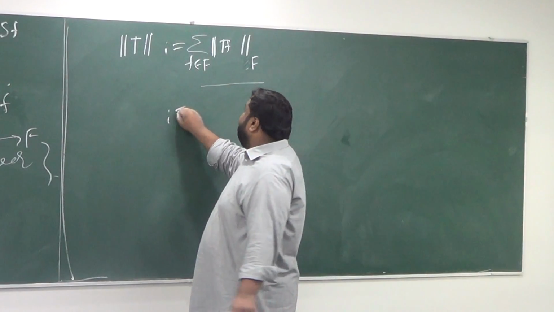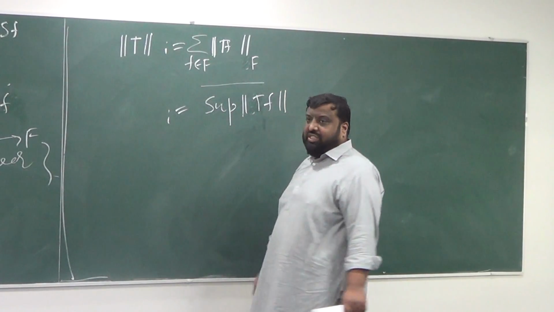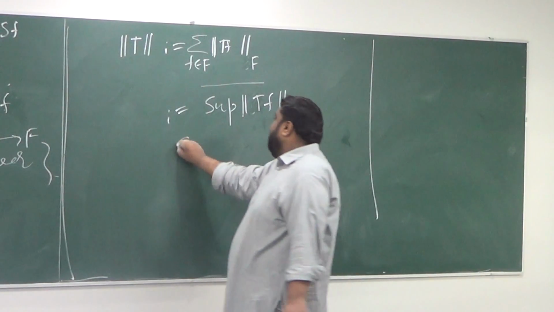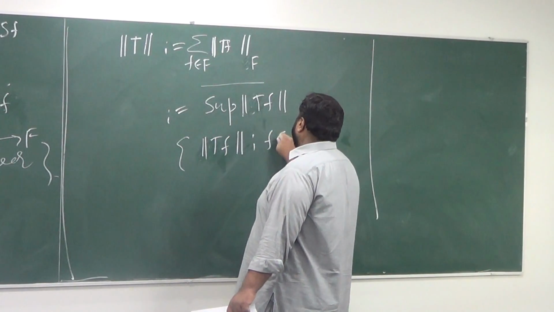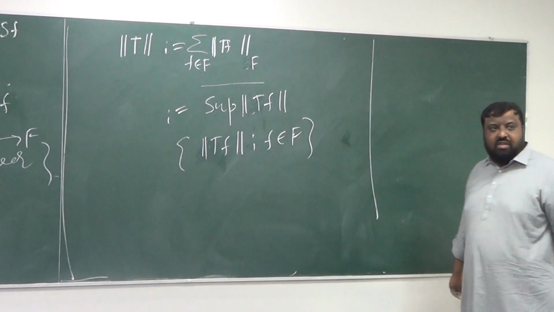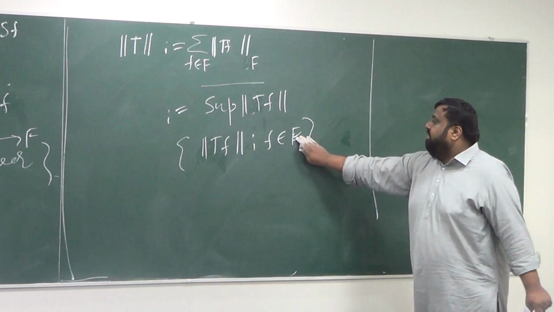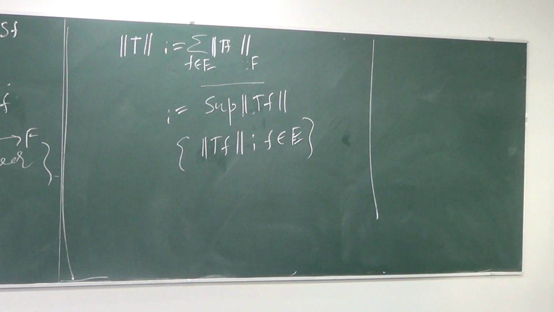Okay, then another choice could be take the supremum of Tf. Here's a question: does the supremum exist? Why would the supremum not exist? So just think about it. So I have a collection of Tf's such that f is from F actually. So why does the supremum for this set not exist? Why must the supremum of this set exist or not exist?